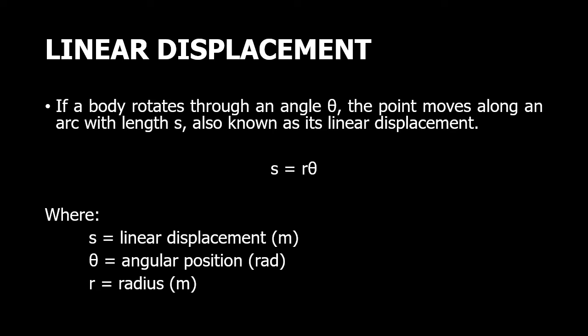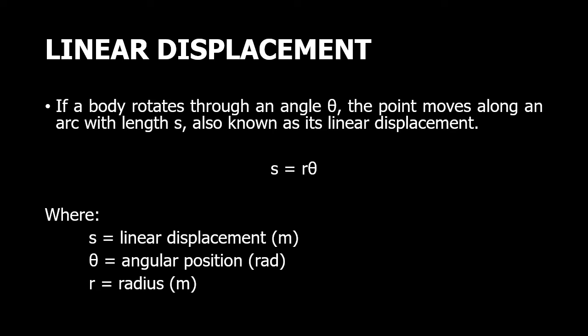Since we can now clearly see the analogous relationship between linear and angular kinematics, it is therefore not surprising that some angular quantities can be converted into linear ones. So tingnan natin yung linear displacement. So sabi dito, if a body rotates through an angle theta, the point moves along an arc with length s, also known as its linear displacement.